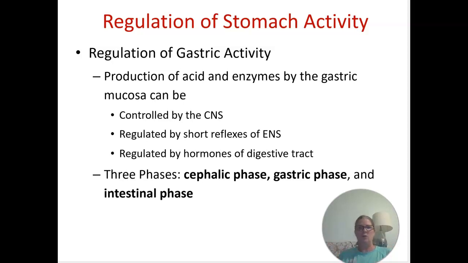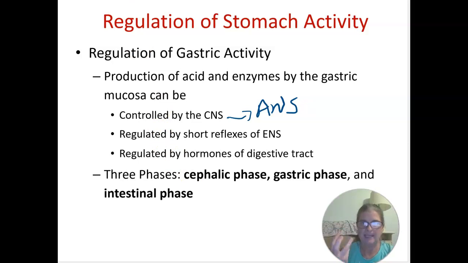When we look at the stomach, there are actually 3 different phases where your stomach activity is affected. So how do we control gastric juice, hydrochloric acid? What's happening here? Well, we're going to have the CNS control, the ENS, the enteric nervous system, and hormones. Remember, the CNS is in control of the ANS, which is my sympathetic and parasympathetic divisions. There are 3 phases where we can influence our stomach activity: the cephalic, which you should be thinking head, the gastric, stomach, and the intestinal, small intestine.